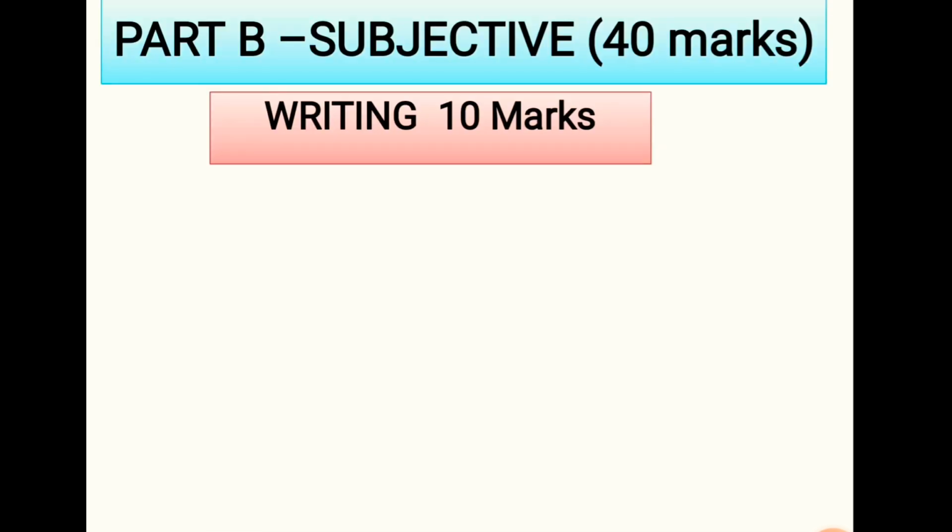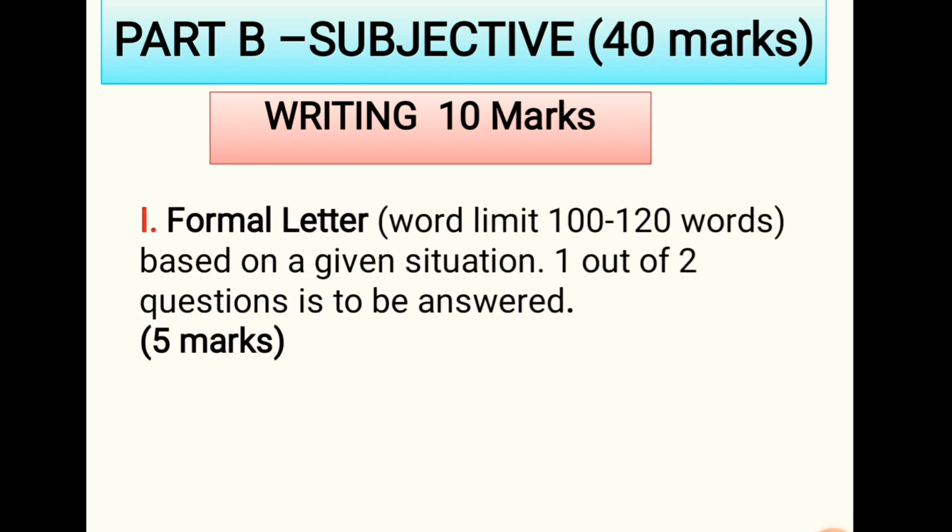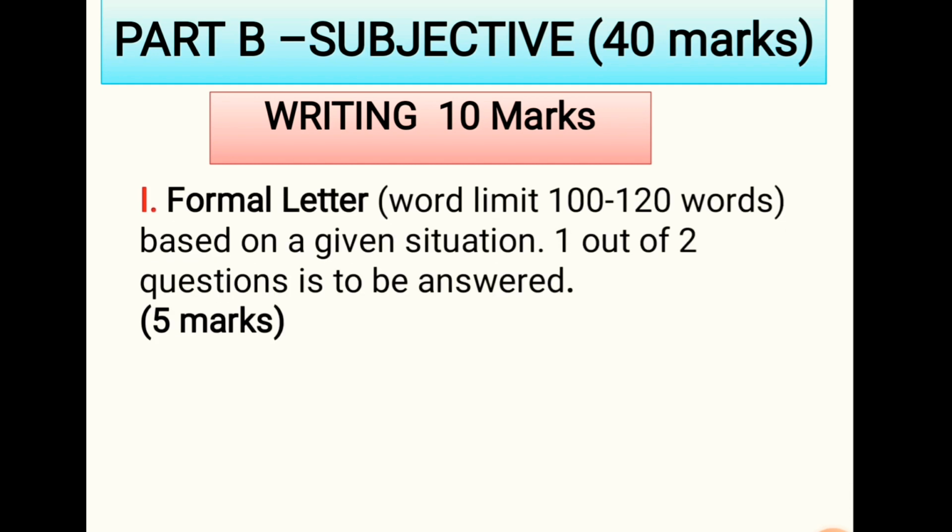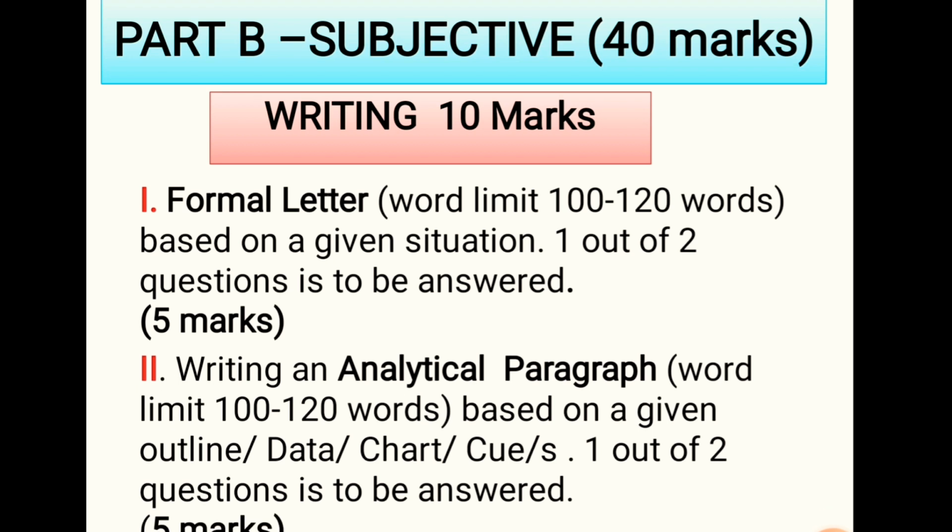Moving on to the Part B of the question paper, that is the subjective part. We have 2 writing skill questions for 10 marks, 5 and 5 together 10 marks. Formal letter based on a given situation. Here again there are 2 questions and students will appear for only 1 out of the 2. The second one will be an analytical paragraph wherein students will be provided with an outline, data, charts or cues, and students will have to again appear for only 1 question out of 2.